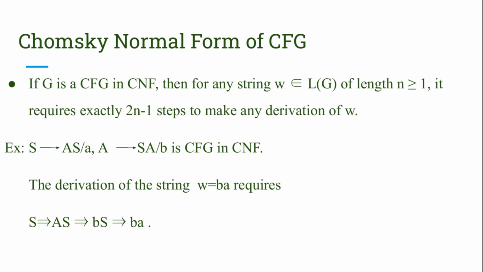Let G be a context-free grammar in Chomsky normal form. Then for any string w in the language generated by the grammar G, which has a length n greater than or equal to 1, it requires 2n-1 steps to make its derivation. For example, S to AS or A to SA or b is a context-free grammar in Chomsky normal form. Then the derivation of the string ba requires 3 steps, where n equals 2 here.